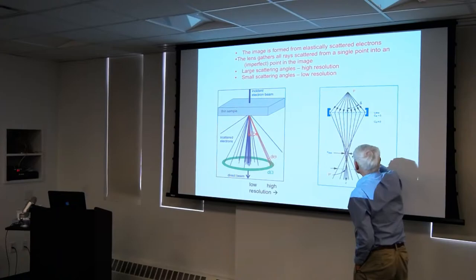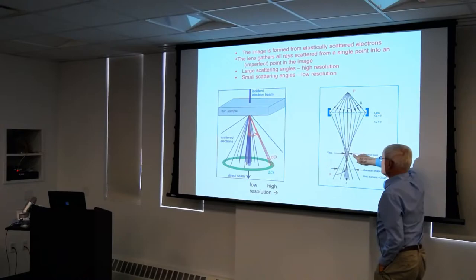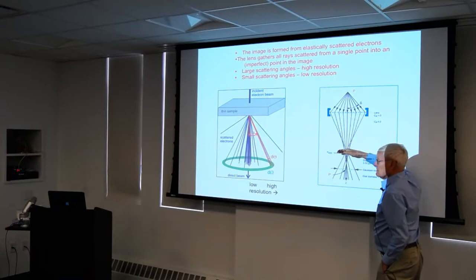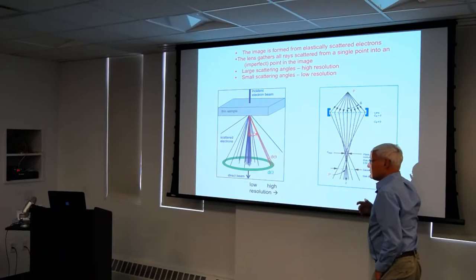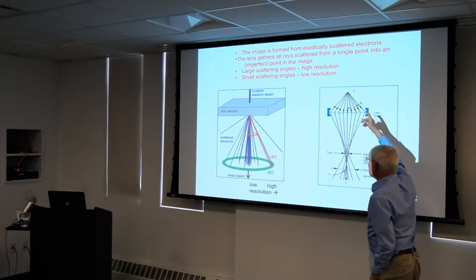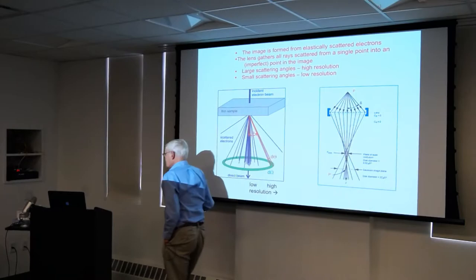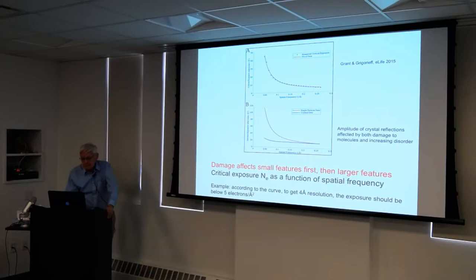Which means that if you look at all the rays that are intersecting here, then you can essentially define a place of least confusion, where you get the smallest disk. But you never get a point. Wave aberrations always mean that you don't get an ideal image. So I'm going to explain this later on with the concept of the point spread function.